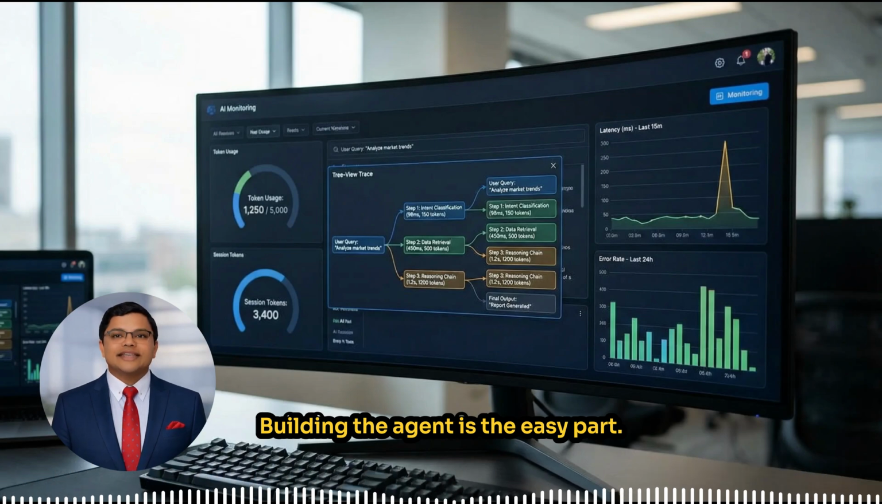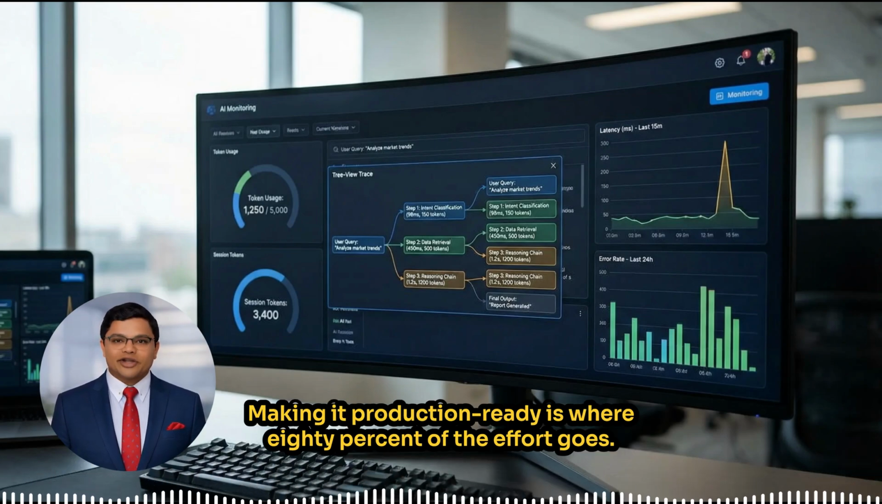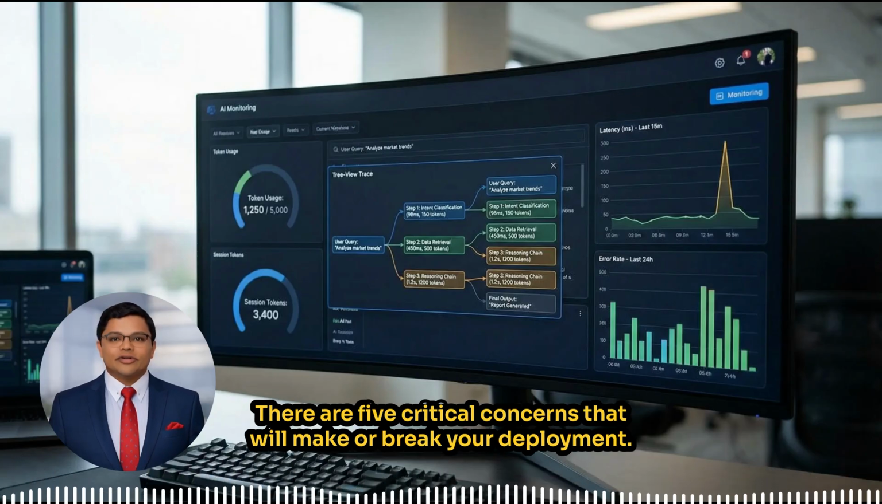Building the agent is the easy part. Making it production-ready is where 80% of the effort goes. There are 5 critical concerns that will make or break your deployment.